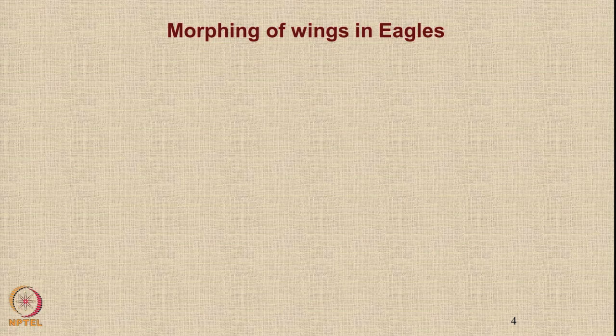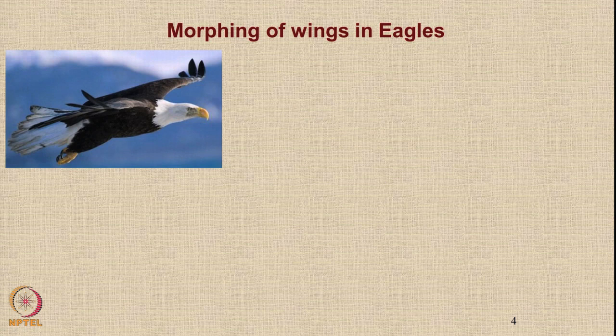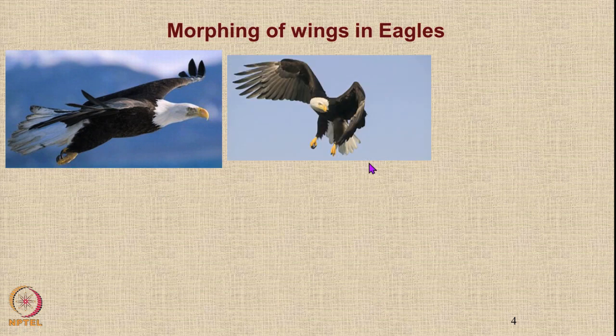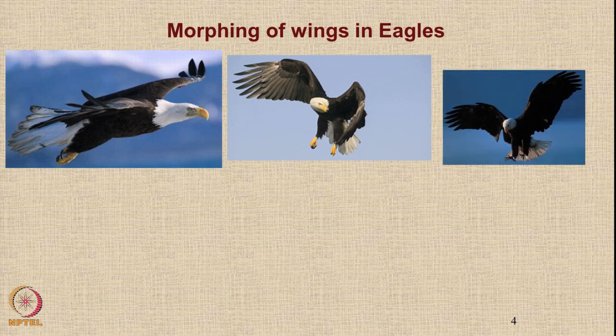So, let us look at morphing of wings in eagles. Eagles are also very well known. Now, look at this particular picture in which you see that the wing tips have these 3 deflected feathers. They are acting like the winglets. Look at the landing gear, how beautifully it is oriented. Here you see an eagle changing its configuration midway to turn.